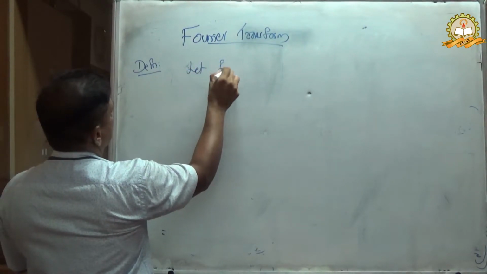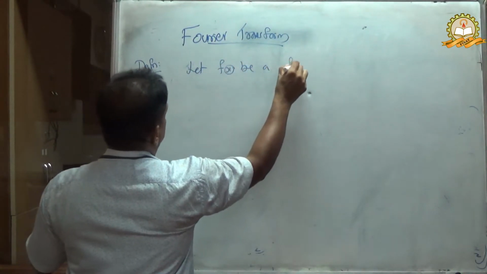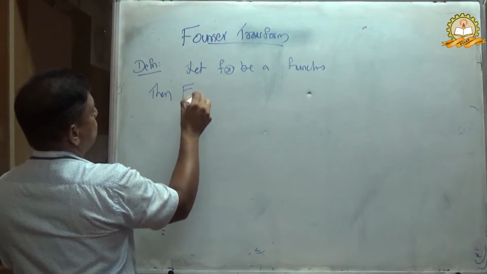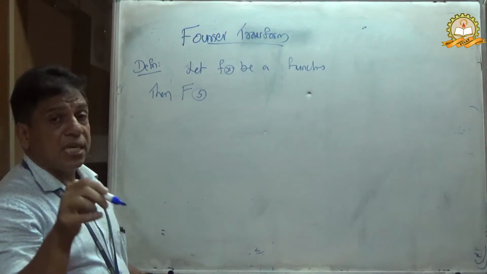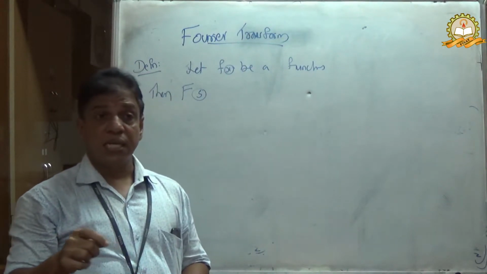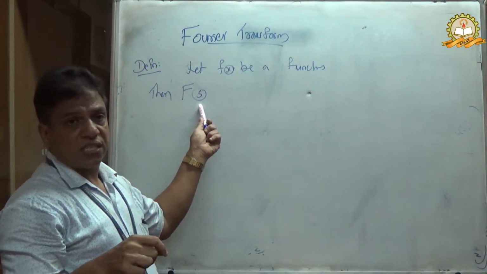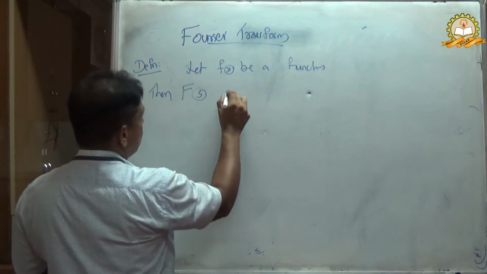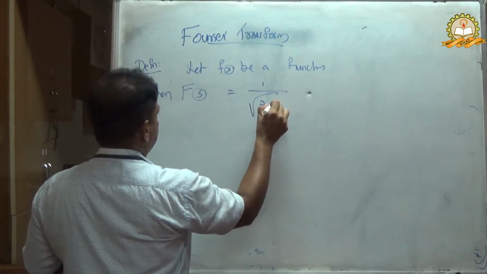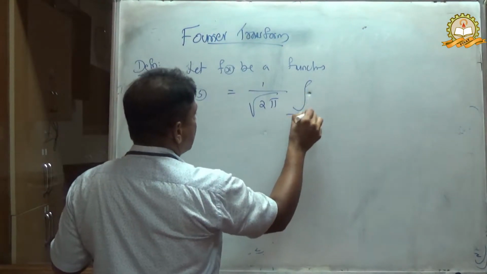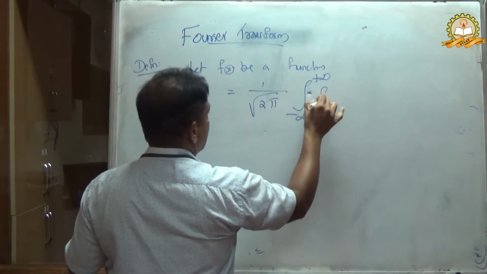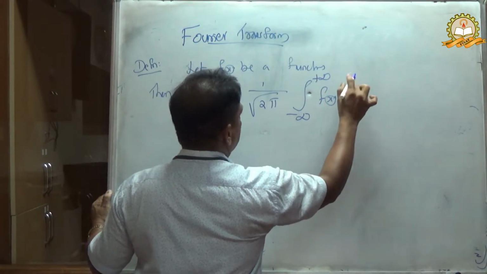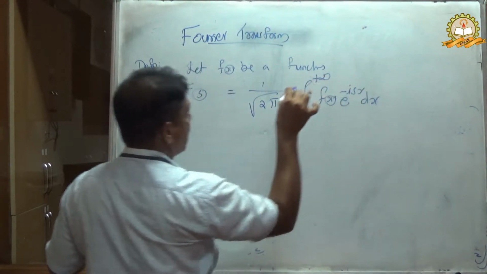Let f of x be a function. Then Fourier transform is represented as F of s. F of s is equal to 1 by root of 2 pi integral minus infinity to plus infinity f of x e raised to minus isx dx. This is the formula.